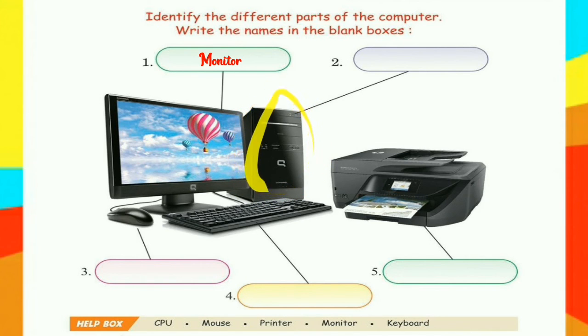Okay, now next, what is this picture about? Yes, it looks like a tower. It's the brain of the computer, or we call it a CPU. The CPU is used to control computer functions, or the CPU controls all the parts of the computer. So children, you all understand that the CPU controls all the parts of the computer.